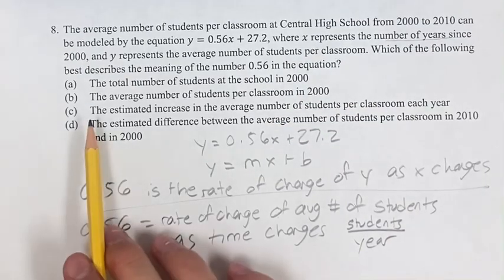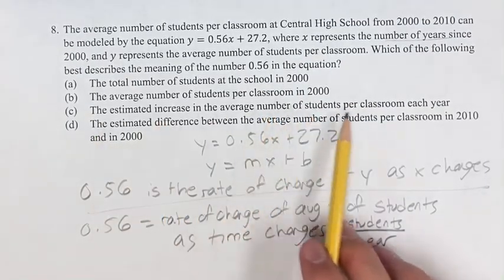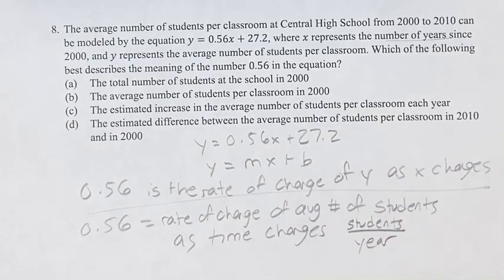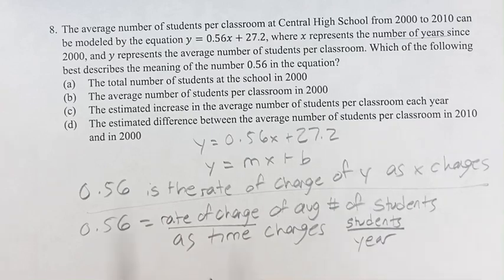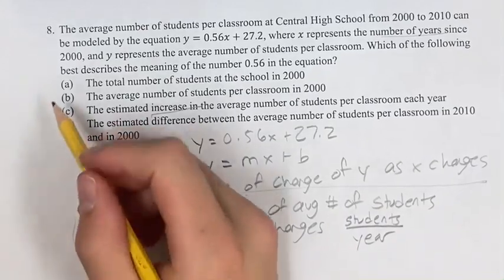Well, C, we have the estimated increase in the average number of students per classroom each year. So it's basically saying the same thing, except it's specifying that the rate of change here is an increase. And we know that because the slope is positive. If it was negative, it would be a decrease, but an increase and a decrease is still the rate of change. So this is going to be our final answer, C.